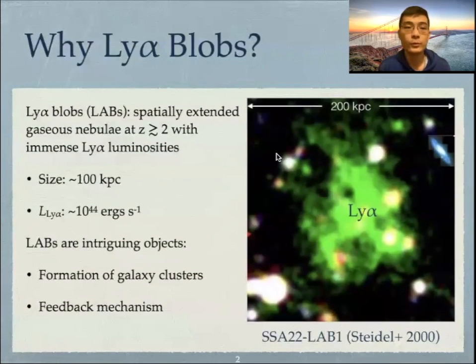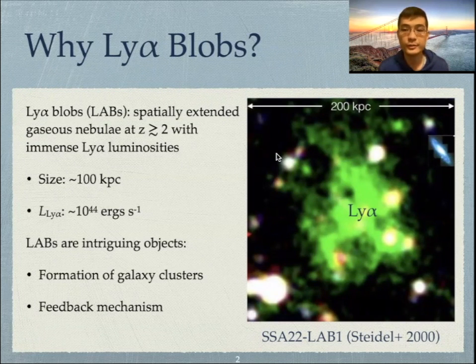So first of all, what are Lyman alpha blobs and why are they interesting? Lyman alpha blobs, or LABs, are spatially extended gaseous nebulae at high redshifts with very large Lyman alpha luminosities. Typically, they have physical sizes of 100 kiloparsec and Lyman alpha luminosities of 10^44 ergs per second.